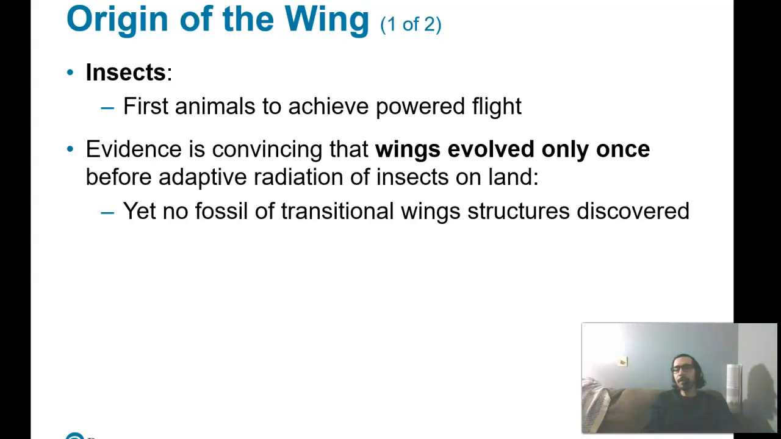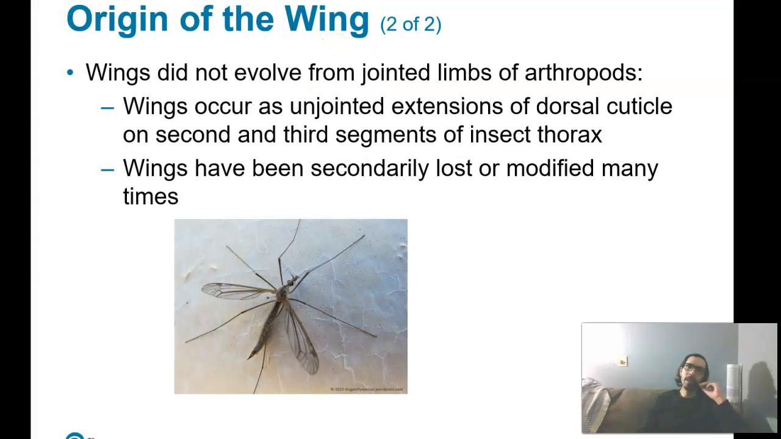Okay, so even though there are no fossils of transitional wings that have been discovered, what they do know is that the wings did not evolve from the jointed limbs in arthropods. They occur as unjointed extensions of the dorsal cuticle. And if you remember, the dorsal part of the animal is the backside. The cuticle is the outermost covering for arthropods because it's above the exoskeleton.